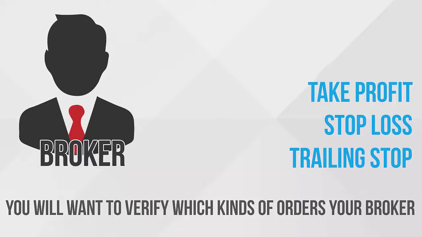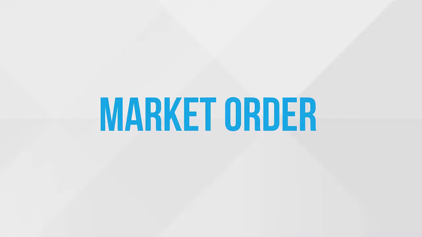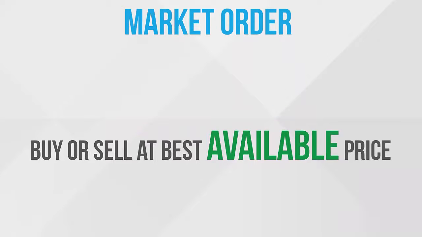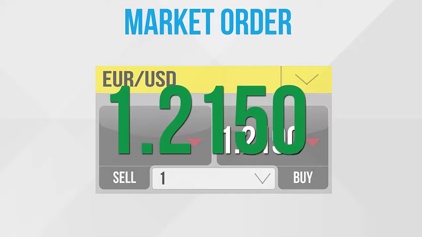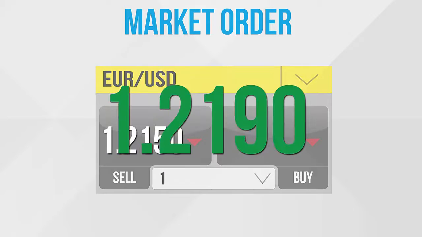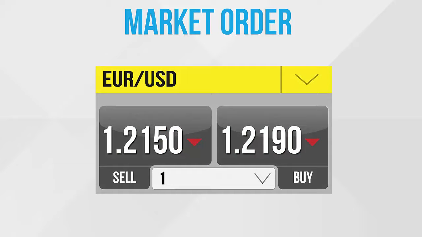Market order. This is an order to buy or sell a currency at the best available price. For example, if the bid price for Euro-US dollar is 1.215 and the ask price is 1.219, and you want to buy this currency at a market, you would be buying it at the price of 1.219.